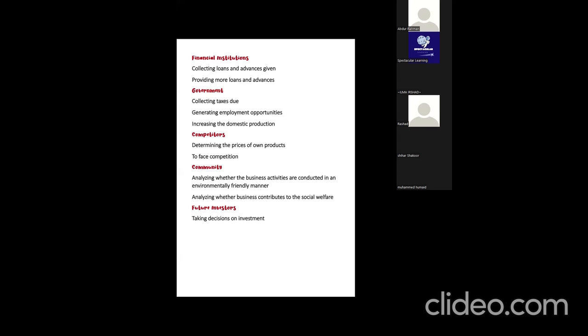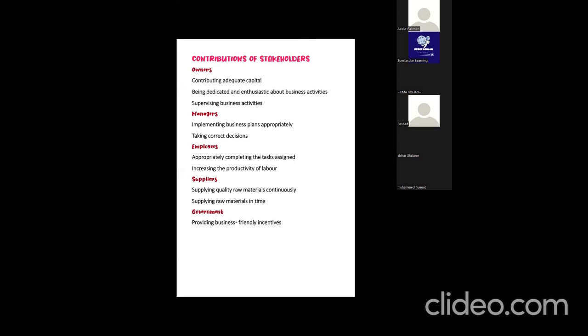Okay. Now we have learned the objectives of the stakeholders. Objective means the things that the stakeholders expect from the business. Now contributions of the stakeholders means what they contribute towards the business. So what does the owner contribute to the business? The owner provides capital to the business. He shows his dedication and enthusiasm and becomes enthusiastic about the business activities. Also, he supervises the business activities.